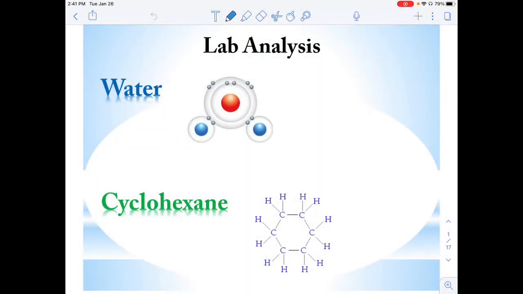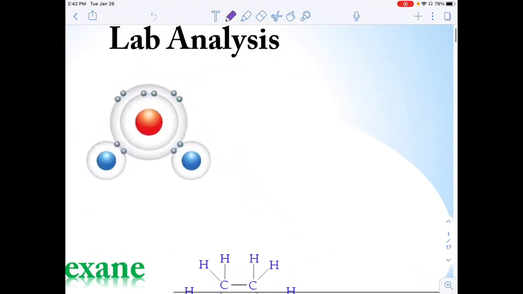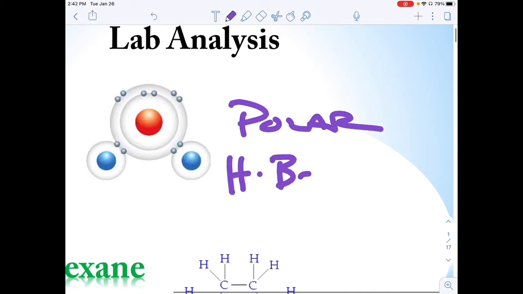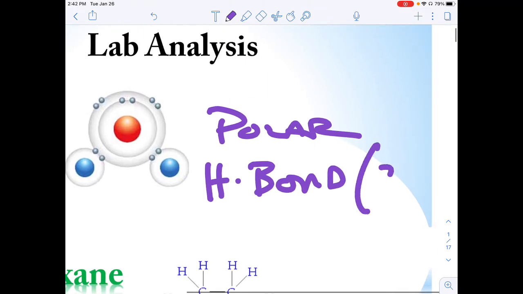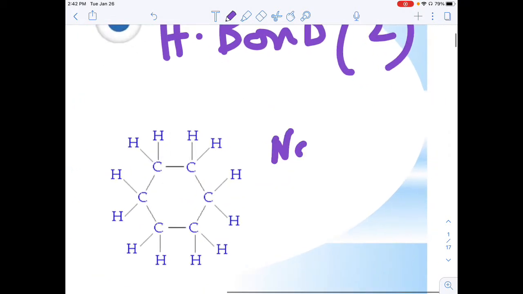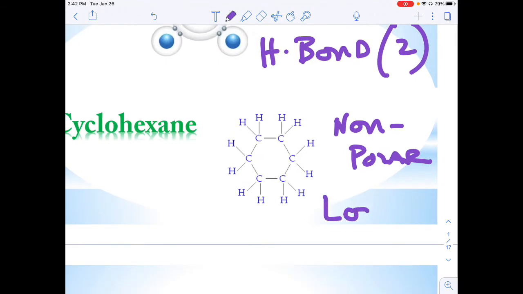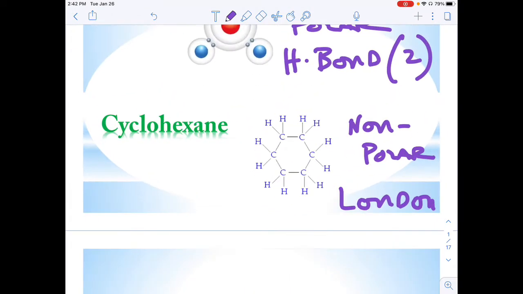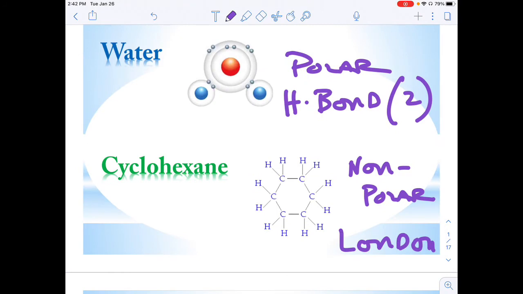Now that you've had a chance to look at both water and cyclohexane and how they interact with each other, let's take a quick look at some of the reasons that happen. Your teachers will go in more detail, but right now, the biggest thing to keep in mind: water is a polar structure, and in fact it forms hydrogen bonds, technically 2 of them. And cyclohexane is nonpolar, so it's going to have London or dispersion forces. So, big picture, there you go.